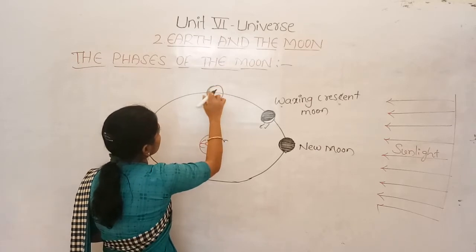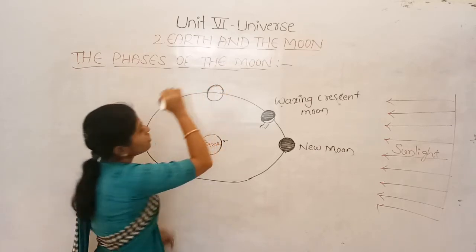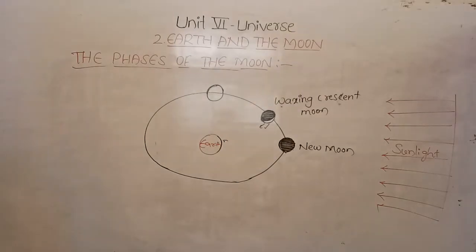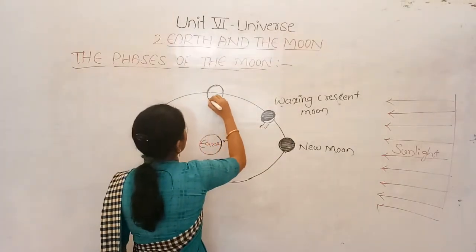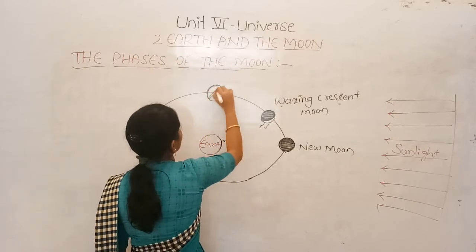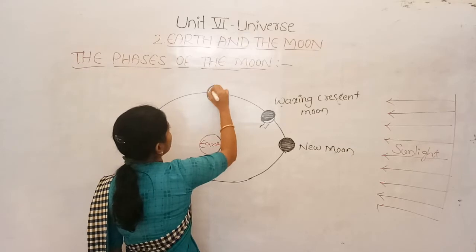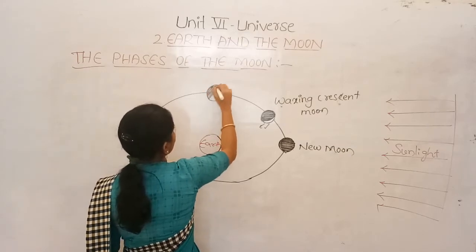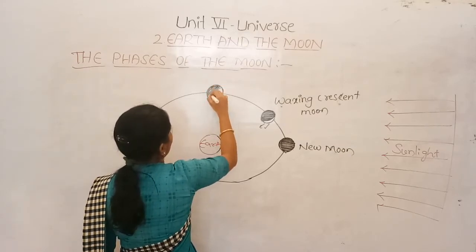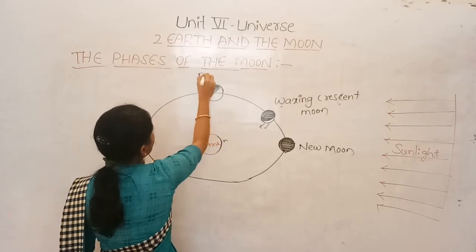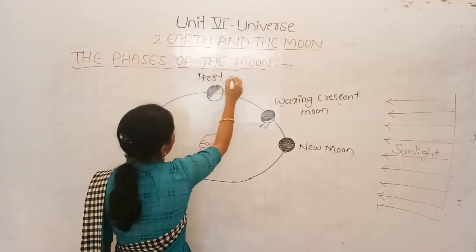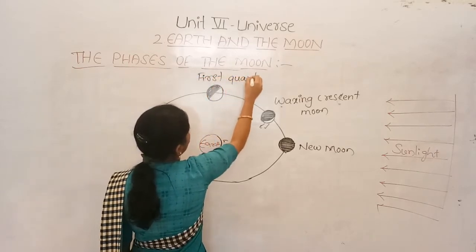The moon. So here we can see the half part of the moon, and the other half we are not able to see. Okay, this is called the first quarter. So what does quarter mean?